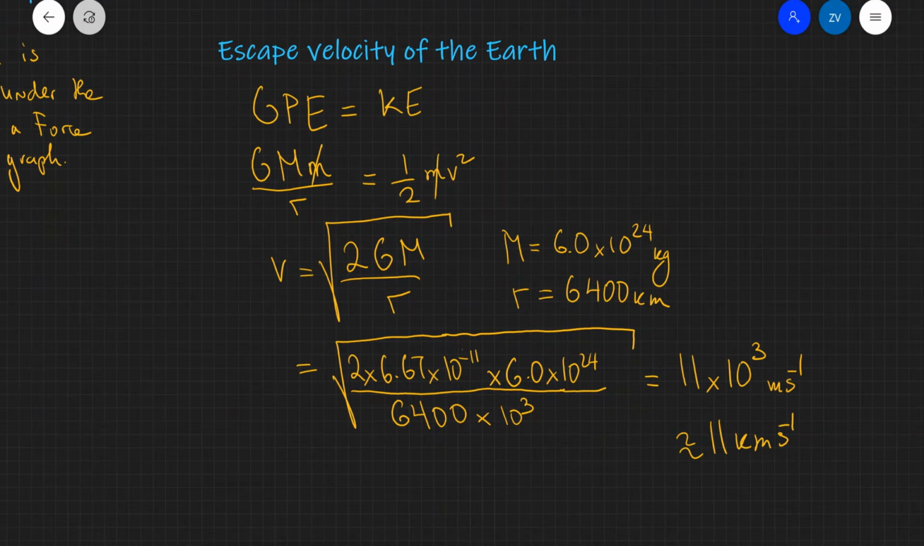Okay, folks, we've done a huge amount of revision today. We've gone through the whole of the gravitational fields portion of the specification.